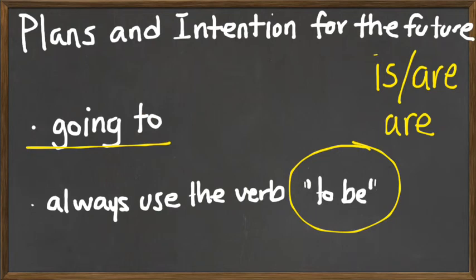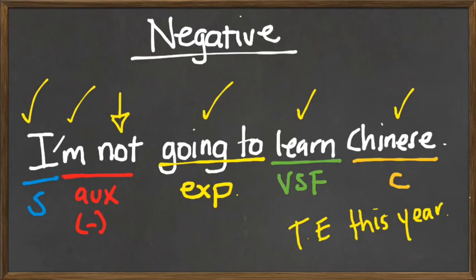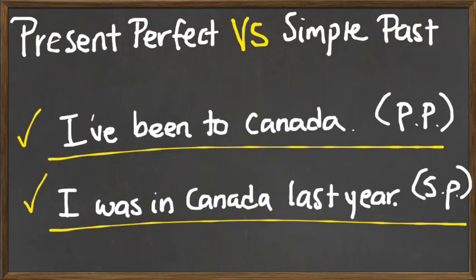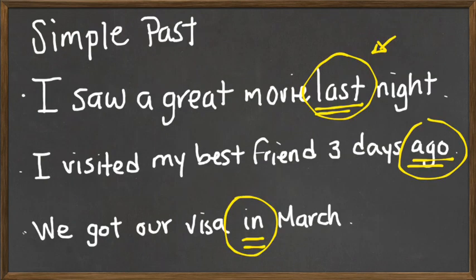And then we moved on to the going to expression for the future. Don't forget to use the verb to be at all times. Oh, by the way, I kind of messed up a little bit here. Well, we repeated the word, and let's change it to am. Also, we saw the affirmative, the negative, the question form. Don't forget that inversion. And we have some examples. The difference between the present perfect and the simple past is that one is not specific and the other one is. We also saw some examples.